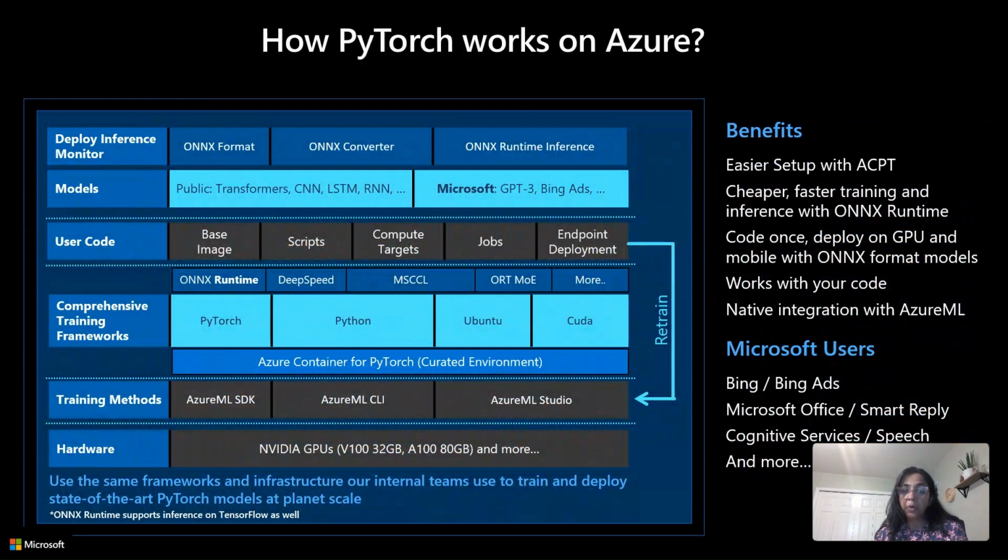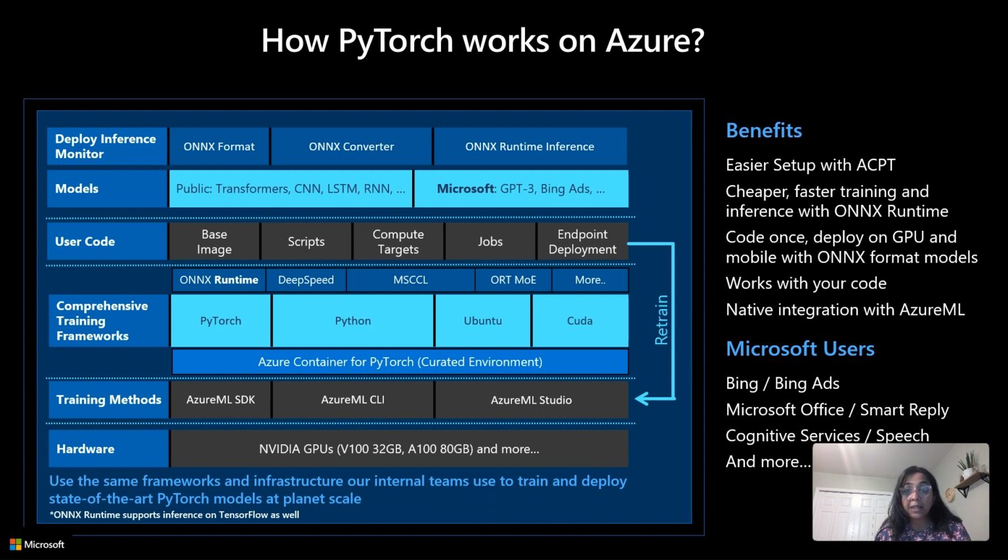This is a quick overview of how PyTorch works on Azure. And so at the bottom layer, you have the best-in-class GPUs that's available on Azure, like the NVIDIA A100s and V100s. On top of that, there are three training methodologies that you could use either through SDK or Azure ML CLI or Azure ML UI or the Studio option. And through it, we now offer the comprehensive training framework built using a curated environment called Azure Container for PyTorch, which includes within it technology that most researchers, scientists, etc., would need to build or train their models.